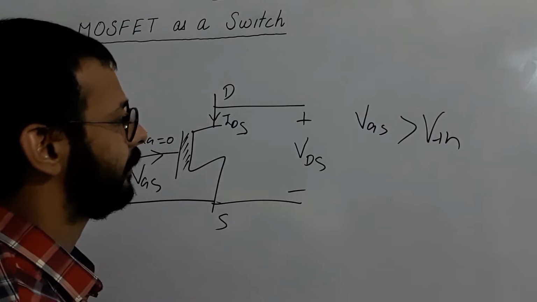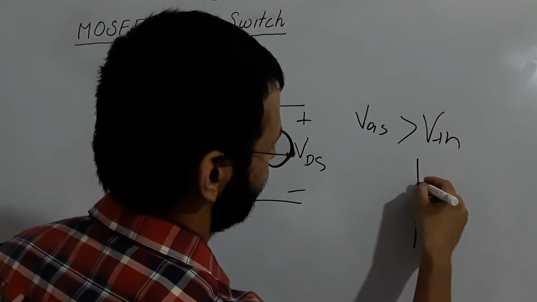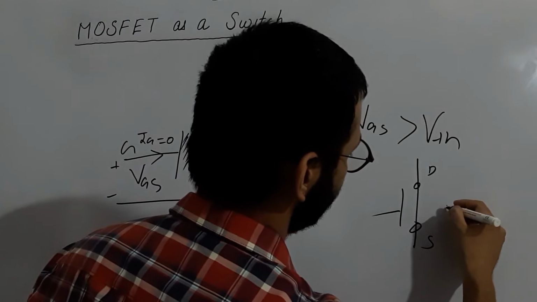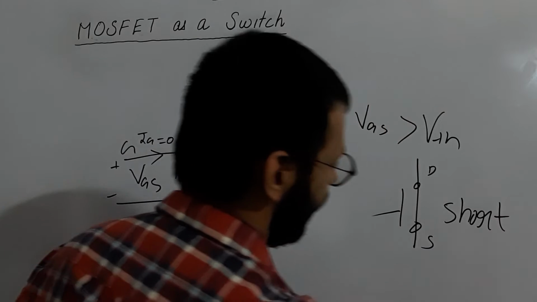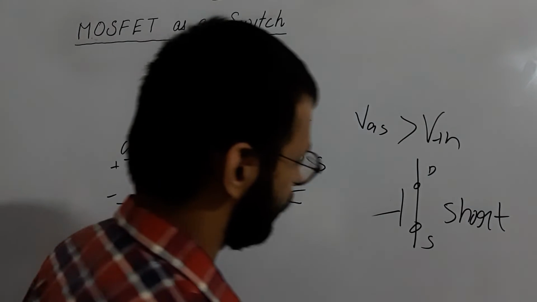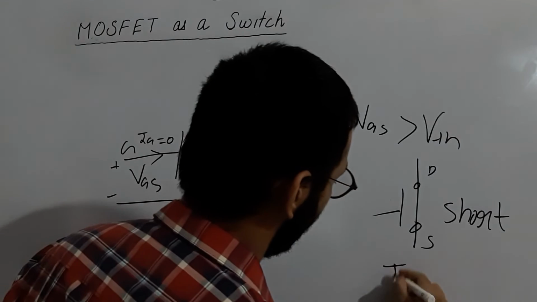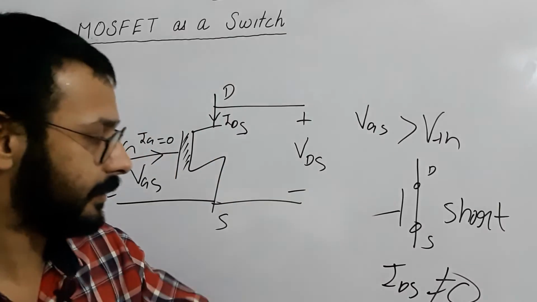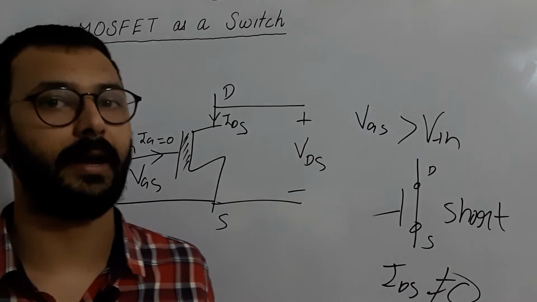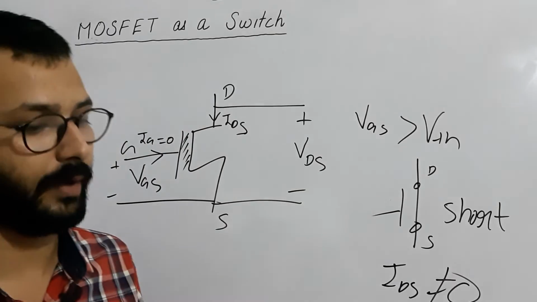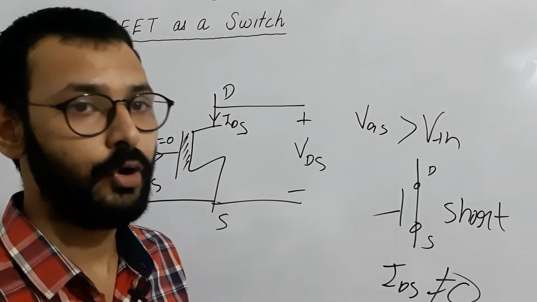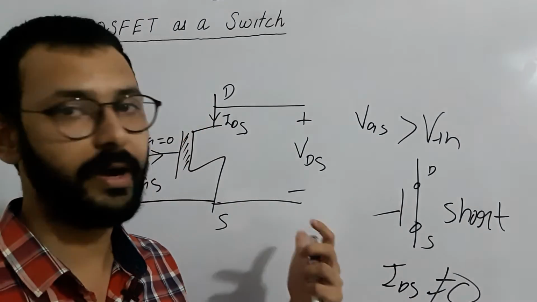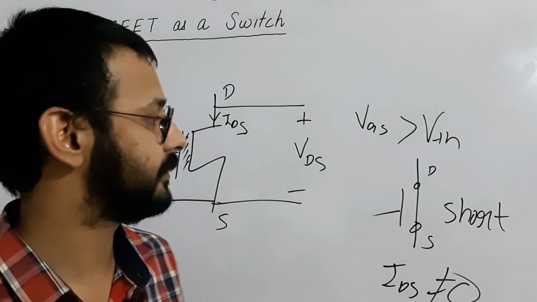Then what will happen? Now this will be the condition. Now our circuit will be short. And everybody knows if the circuit is short, then IDS will not be equal to 0 anymore. IDS is not 0 anymore, it can be anything based on the input values. To understand further, we have to plot a graph between VDS and IDS.